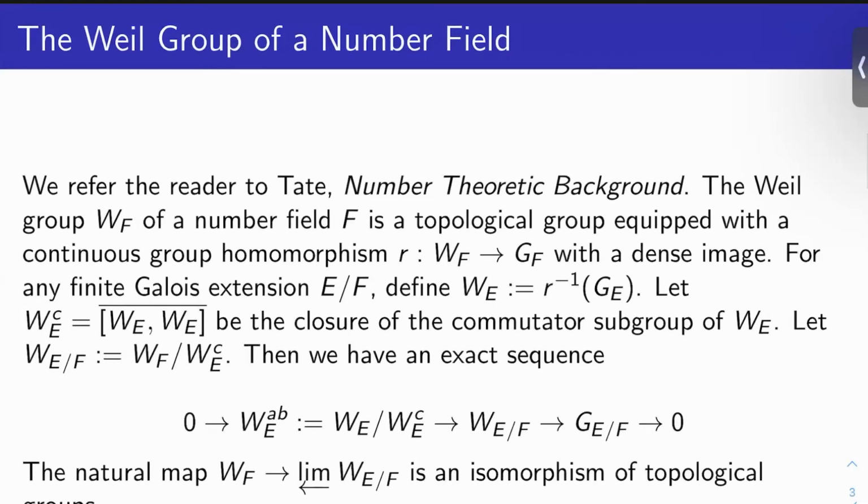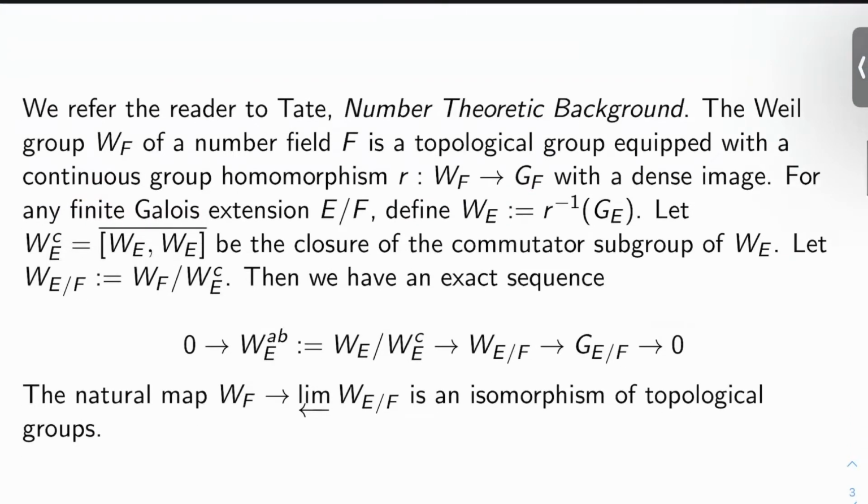Okay, what is the Weil group of a number field? First, I think you should read Tate's Number Theoretic Background. This is an excellent read. It contains a lot of information about these Weil groups. The Weil group is pretty tricky to define for global fields like this. The Weil group W_F of a number field F is a topological group equipped with a continuous group homomorphism r from W_F to the Galois group of F with dense image.